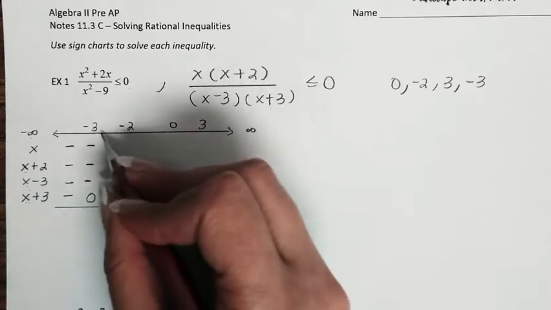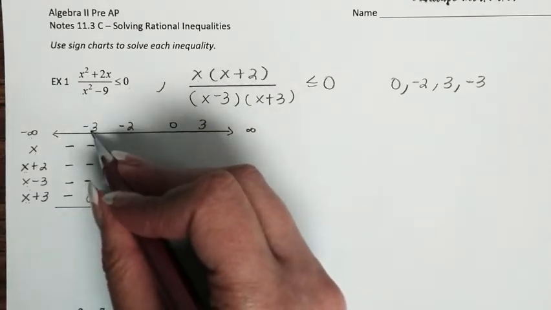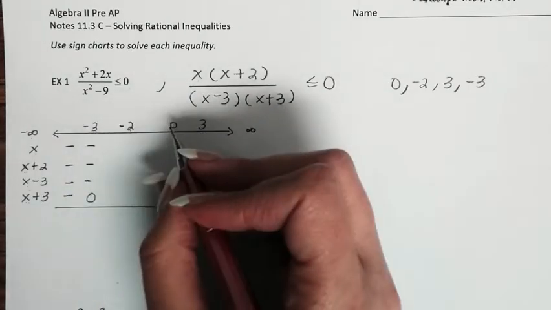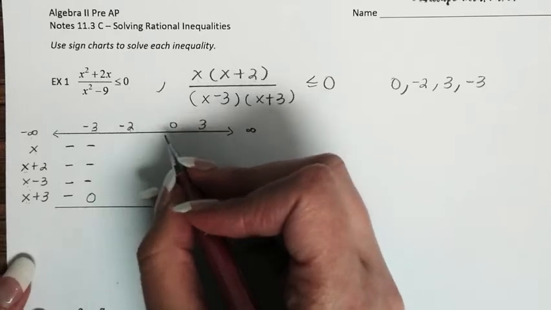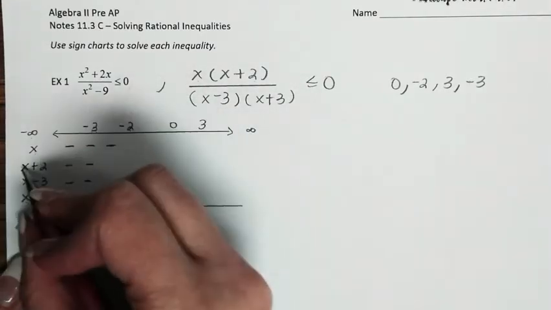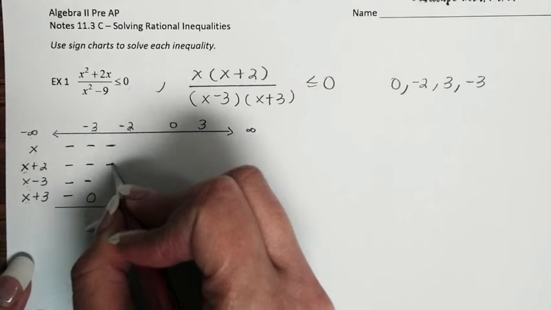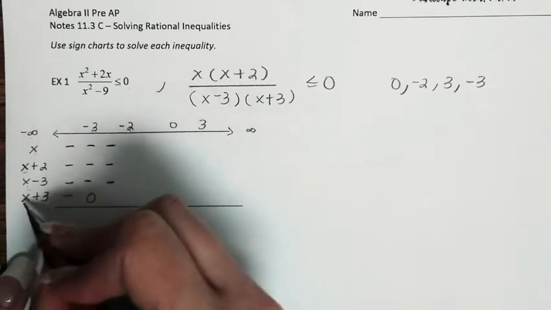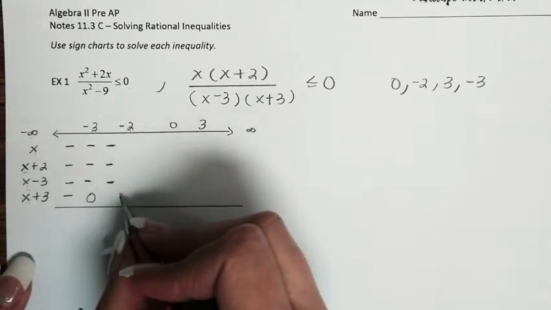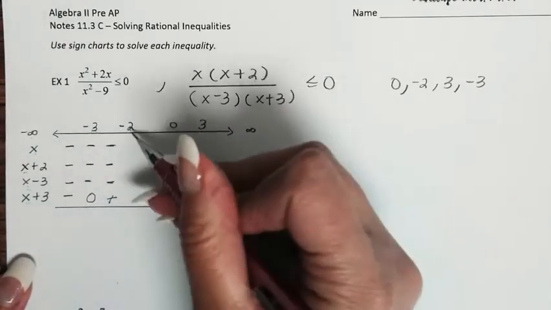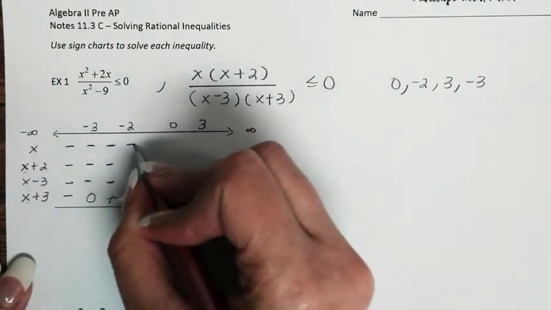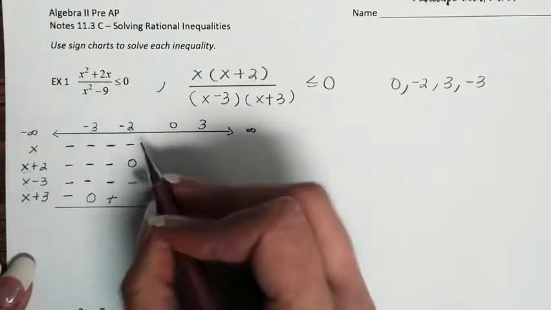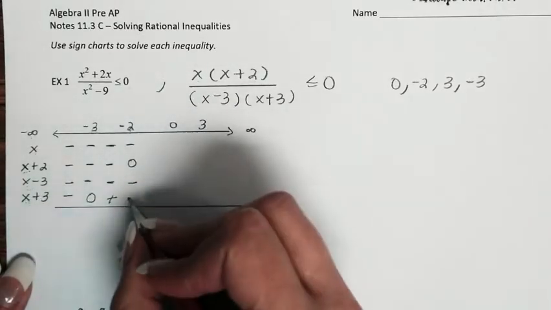Then I'm going to plug in a number between negative 3 and negative 2. For example, you can plug in a decimal, like negative 2.5. If I plug that number into the first factor, it's going to be negative. In the second, negative still. In the third, it's going to be negative. And in the fourth, wow, it's going to be positive. Okay, after that, I'm going to plug in negative 2: the first factor is going to be negative, the second is going to be 0, the third is going to be negative, and the fourth, negative 2 plus 3, positive.